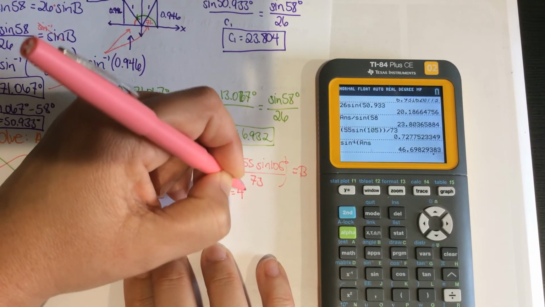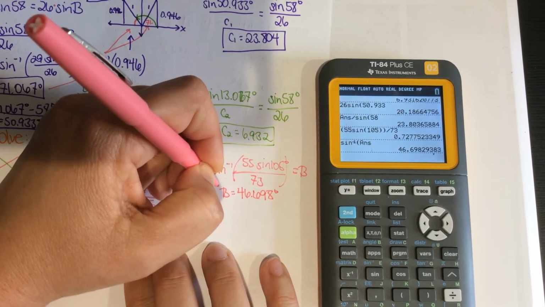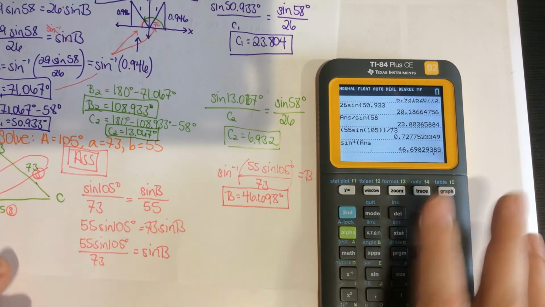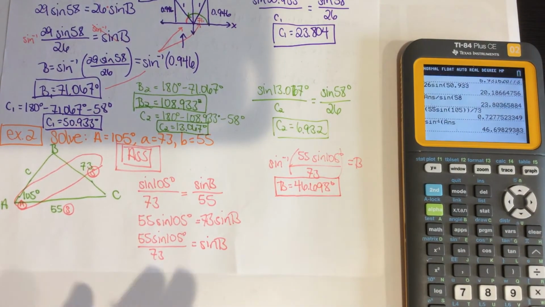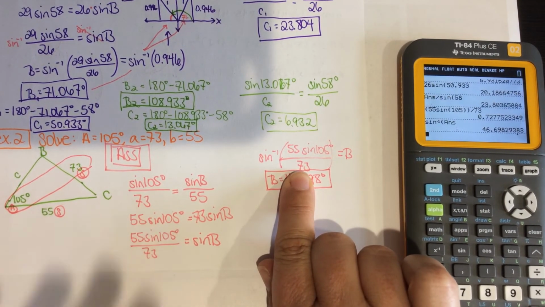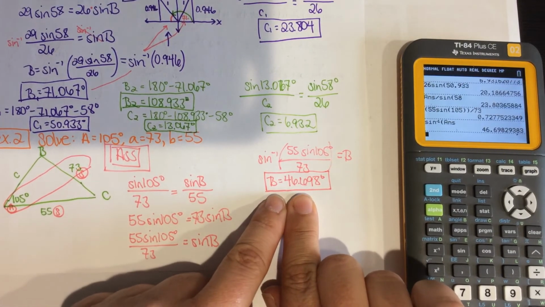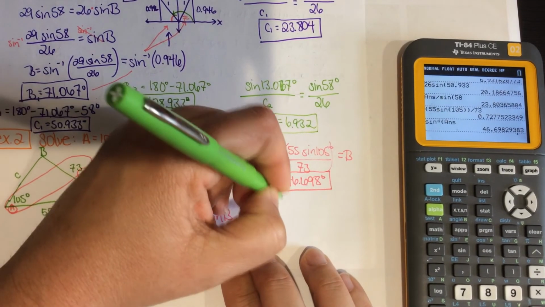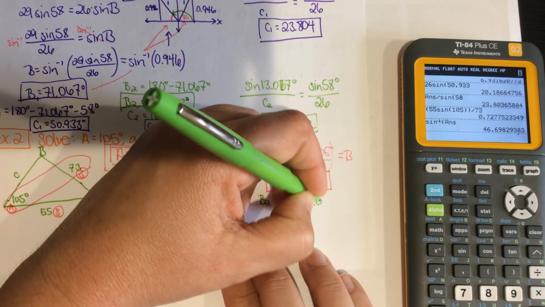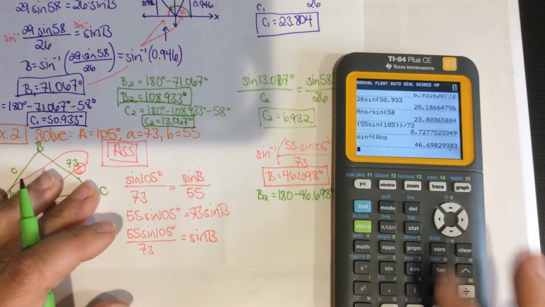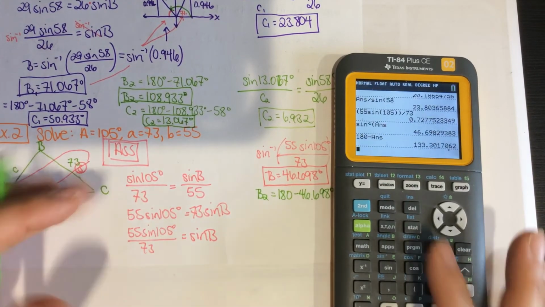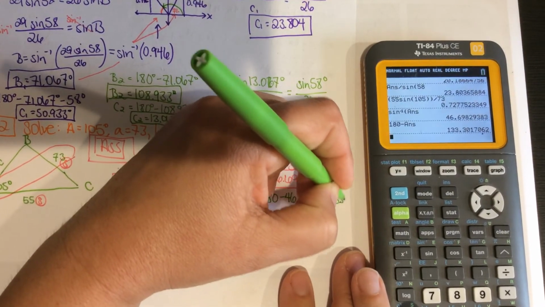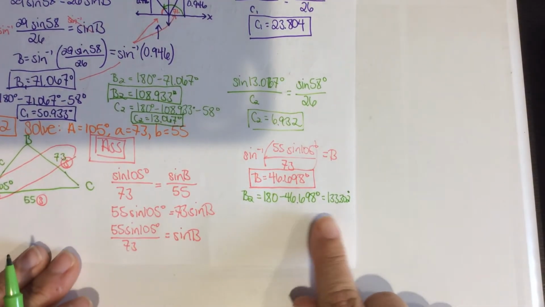Angle B is 46.698 degrees. Okay, now I always need to check 180 minus. Unless I get an error, which means there's no such triangle, and I stop doing the problem, I always need to do 180 minus. So I'm thinking that there might be a second triangle. So I'm going to go 180 minus, and I get that as my second B.